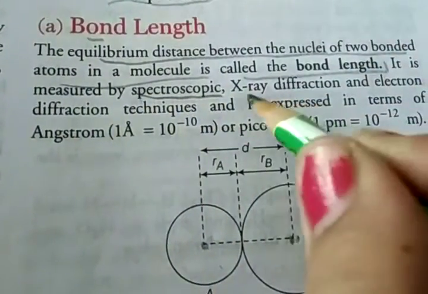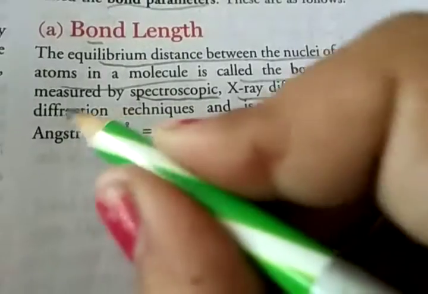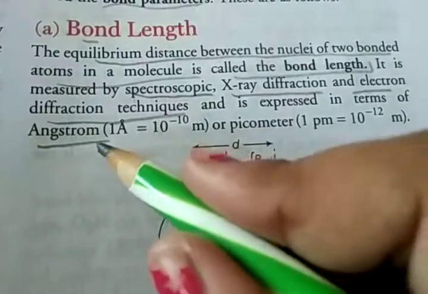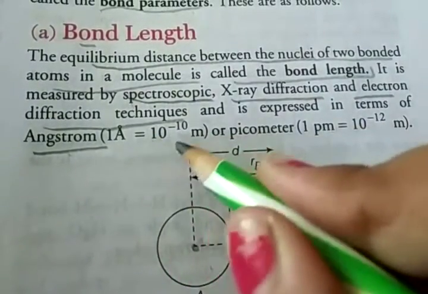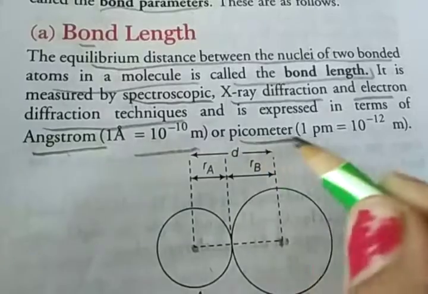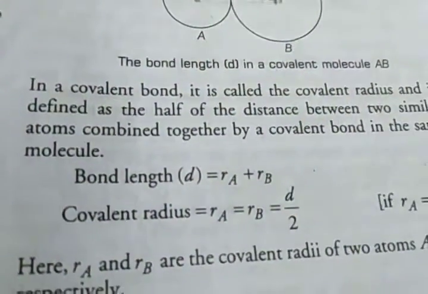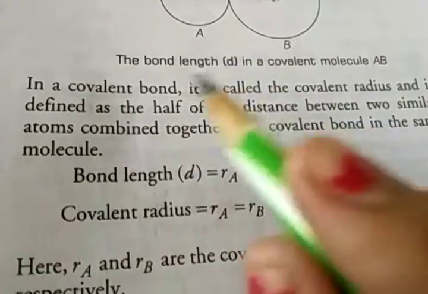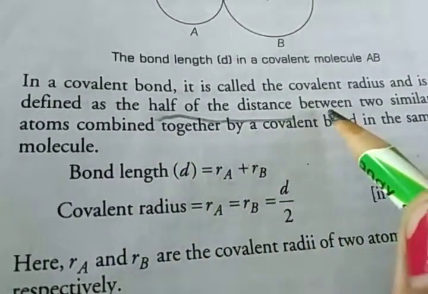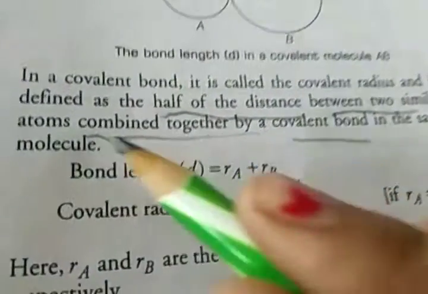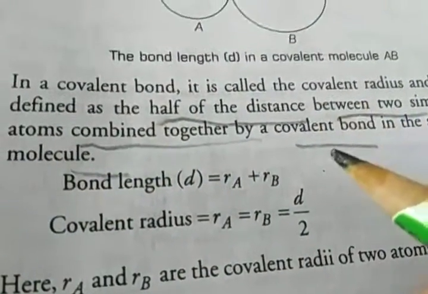Bond length is measured by spectroscopic, X-ray diffraction and electron diffraction techniques, and it is expressed in terms of angstrom, where 1 angstrom is equal to 10 to the power minus 10 meter, and picometer, where 1 pm is equal to 10 to the power minus 12 meter. Then in a covalent bond, it is called covalent radius. It is defined as half of the distance between two similar atoms combined together by a covalent bond in the same molecule.